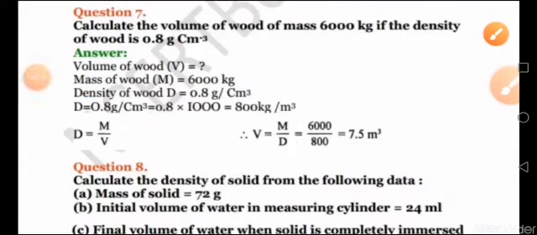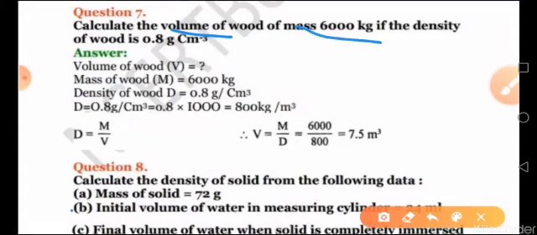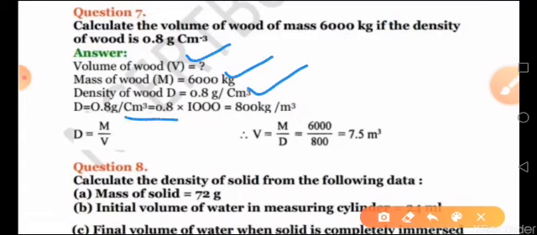Coming to your question number 7, you have to calculate the volume this time. Mass is given and density of the wood is given. Now here mass is in kilogram and density is given in gram centimeter raised to minus 3. So you convert it into a single unit and then only solve the numericals. This gram per centimeter cube, you multiply it with 1000 so that you will get it in kilogram per meter cube, so that the units will be all the same.